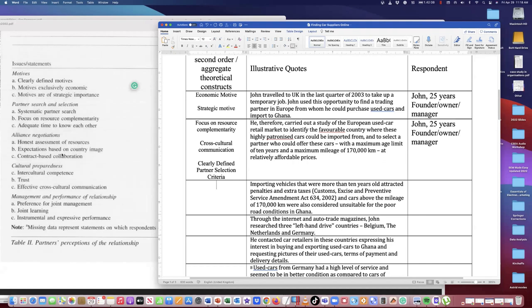Okay. You are right, though. You are right, but I think it doesn't fit there well. It should be exclusive, it should be exhaustive. It doesn't capture it well. Importing cars that were more than 10 years attracted this, all these things are part of the reasons behind this one, clearly defined pattern selection criteria. Is that not true? Yes, bro. It is. Yes.